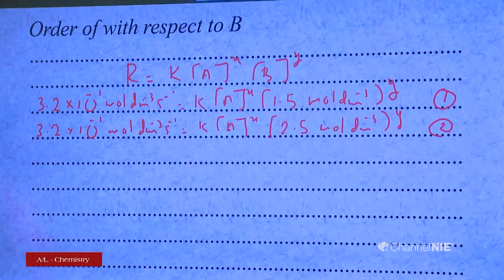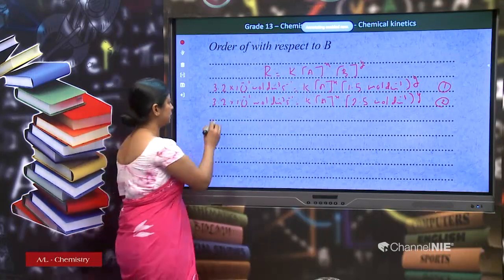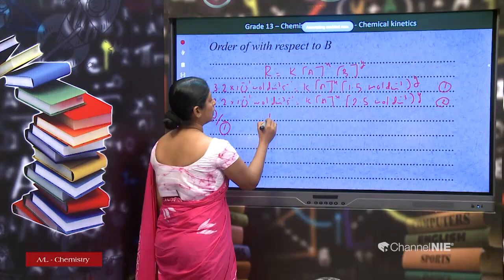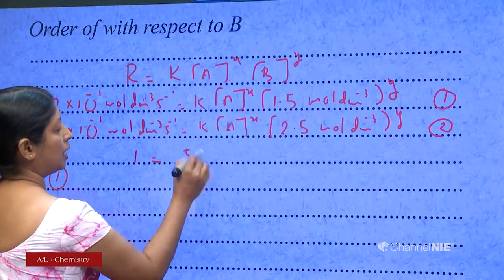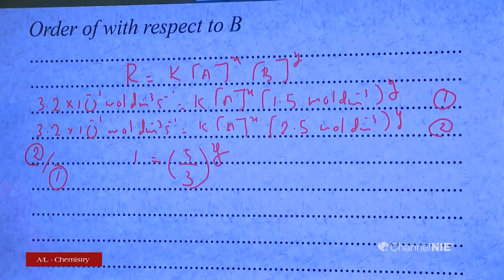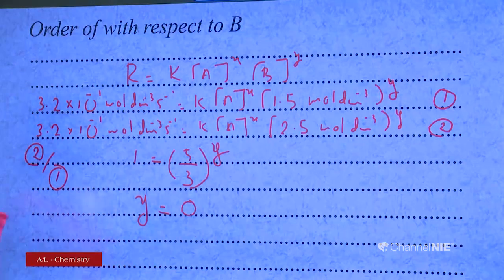Now, to find out the order with respect to B, again I am going to divide the second one by the first. So, from the left side we get 1 and from the right side we get 5 over 3, and here the power is y. Now, to get this relationship, according to your maths knowledge you can easily understand y should be 0. Then we have calculated the order with respect to B, which is 0.